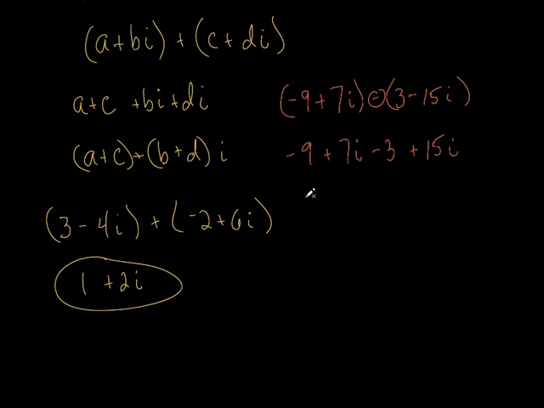And now I can add my like terms. Add the real numbers first. Negative 9 minus 3, that's negative 12. And add the imaginaries. That would be plus 22i. I told you this was easy, didn't I? And that's basically it right there for addition and subtraction.